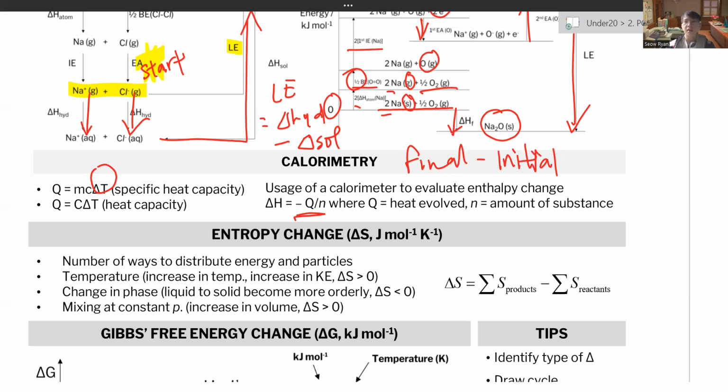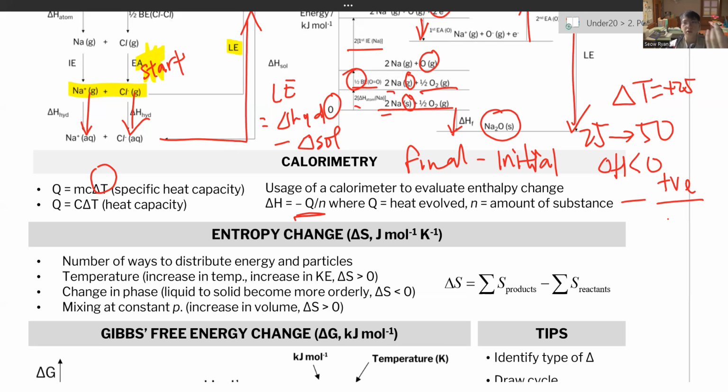Okay, so let's just say after the reaction, it goes from 25 degrees Celsius to 50 degrees Celsius. This means that there is an increase in temperature. And if there's an increase in temperature, this means that energy was released out, right? So if energy is released out, delta H is less than 0. And it makes sense, right? Because delta T equals plus 25. So negative, a positive number, right? q now is a positive number over number of moles, which is a positive number, will give you a negative number overall, which makes sense for an exothermic reaction.